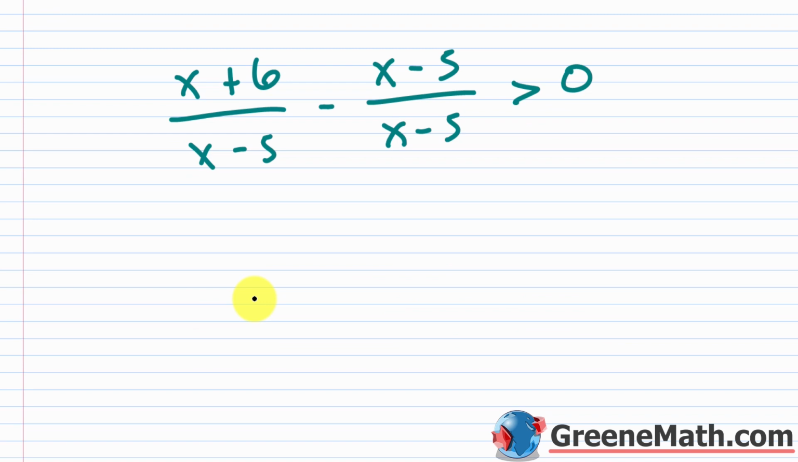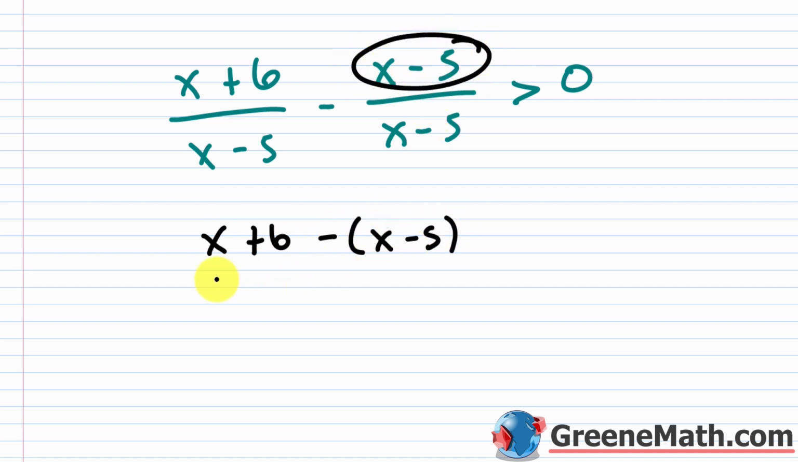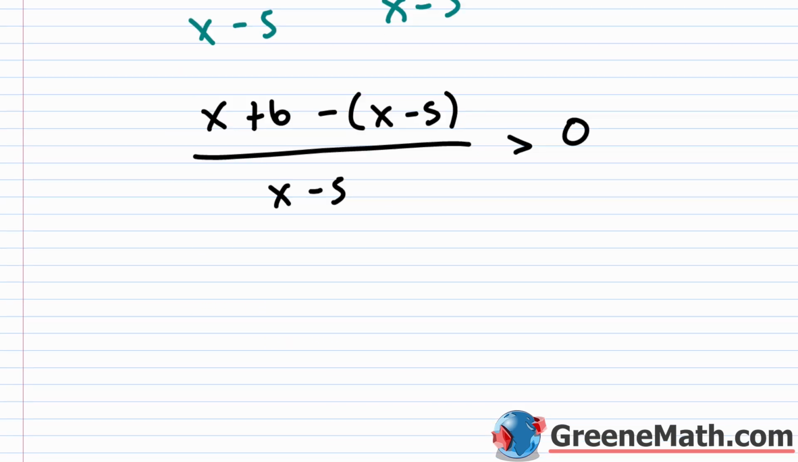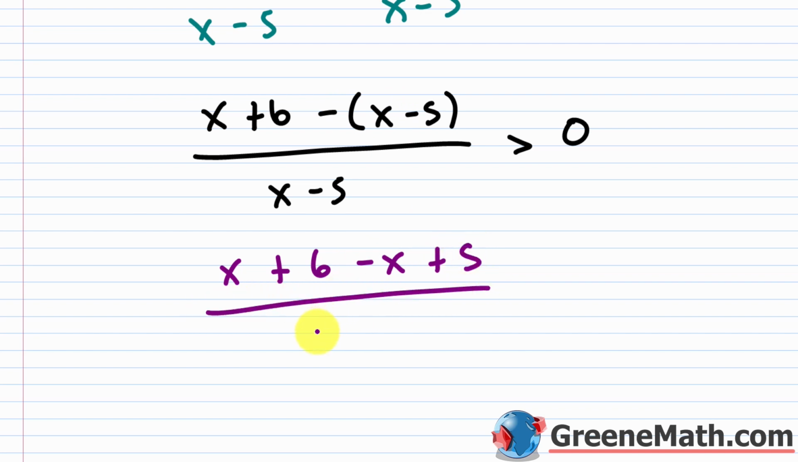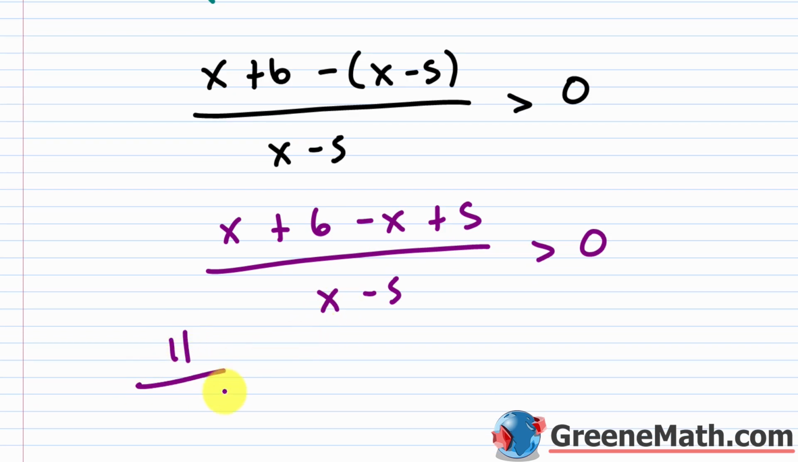Just like in our last example, we want to make sure that we use parentheses here. So we have x plus 6 and then minus this whole quantity, x minus 5, over the common denominator of x minus 5, and this is greater than 0. So you're going to have x plus 6, then minus x, and then plus 5, over your x minus 5. Basically, x minus x is 0, so that's going to disappear. You just have 6 plus 5, which is 11. So we'll say this is 11 over x minus 5, and this is greater than 0.